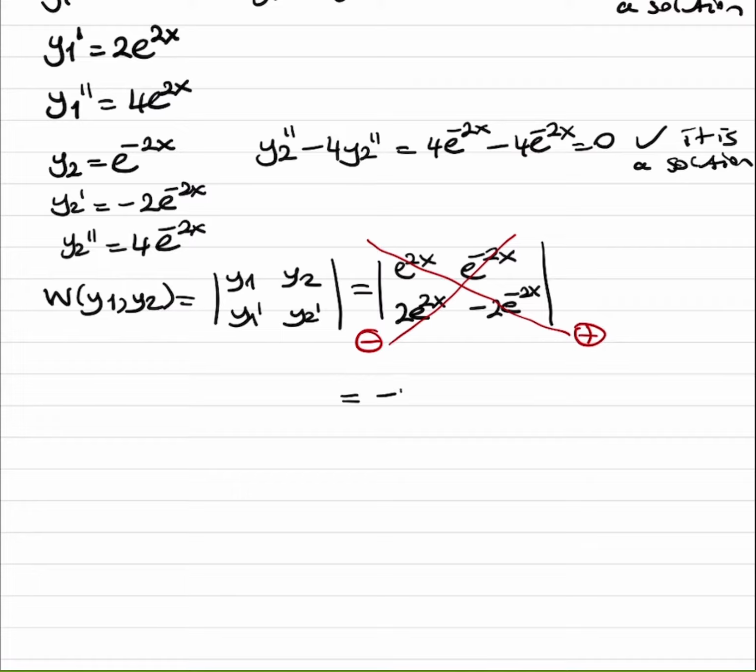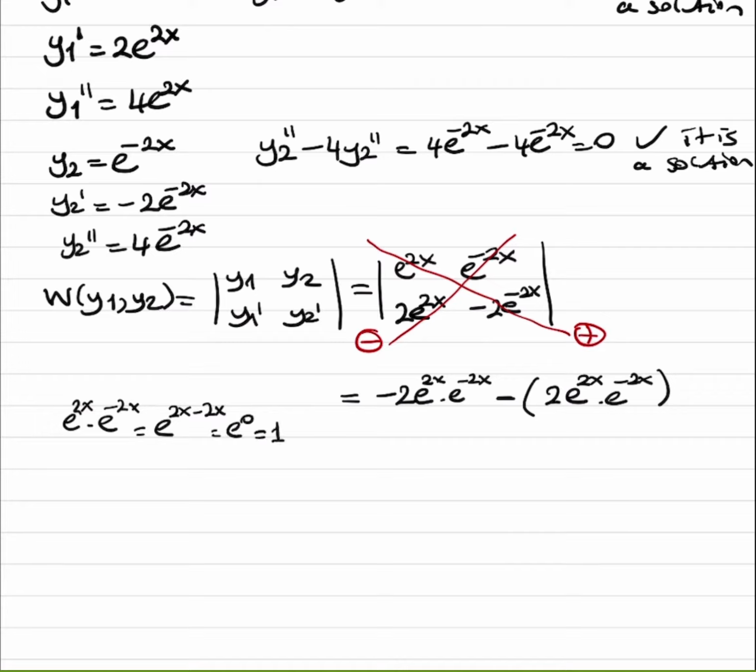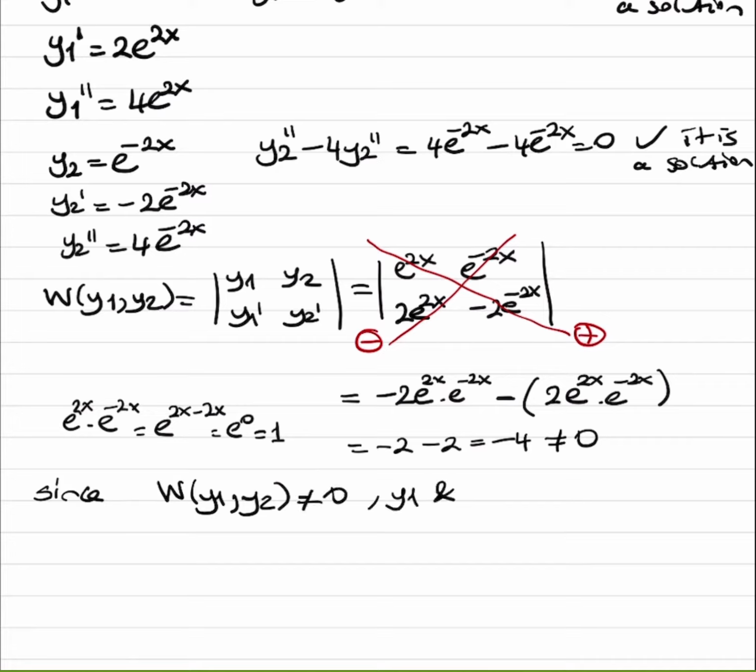And we will get minus 2e to the power 2x times e to the power minus 2x minus 2 times e to the power 2x times e to the power minus 2x. We know that e to the power 2x times e to the power minus 2x is equal to e to the power 2x minus 2x, which is e to the power 0. So this is 1. So we have minus 2, minus 2, it is minus 4. So since this Wronskian of y1, y2 is not equal to 0, y1 and y2 are linearly independent.